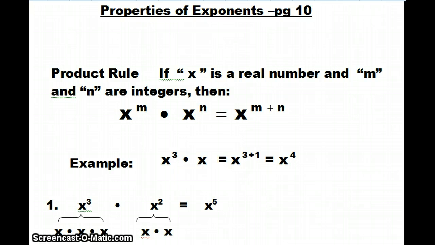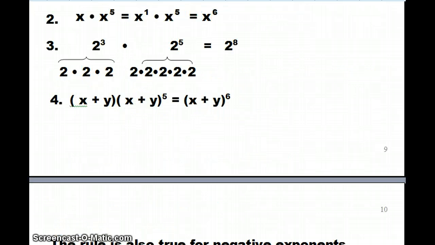On problem number 1, the example that we have listed here, x to the third is really 3 x's multiplied. Remember from the first page of this chapter that x to the third means x times x times x. X to the second means x times x, 2 of them. So if we count all of them up, we have 5. Just by knowing the definition of an exponent, we could have worked this problem. However, the easier way to work this problem is by taking the 3 plus 2 and getting the 5.